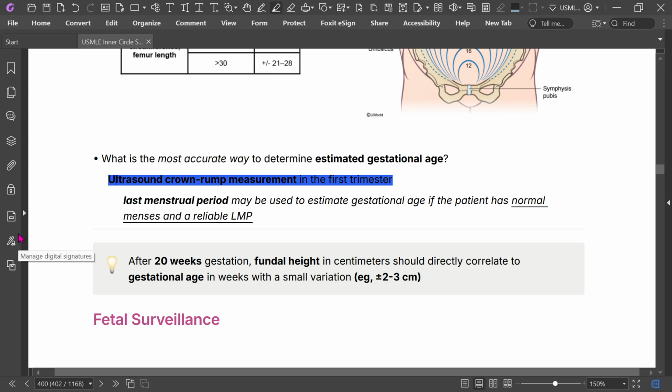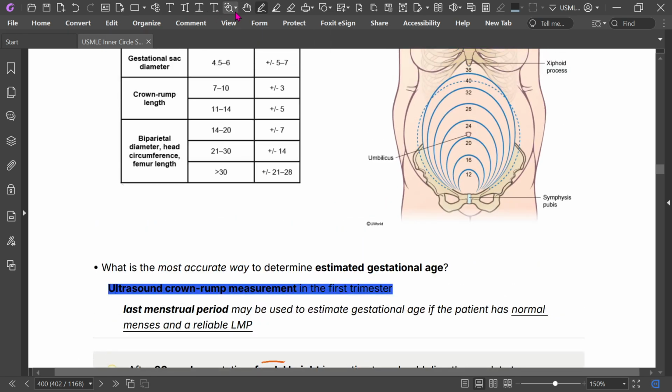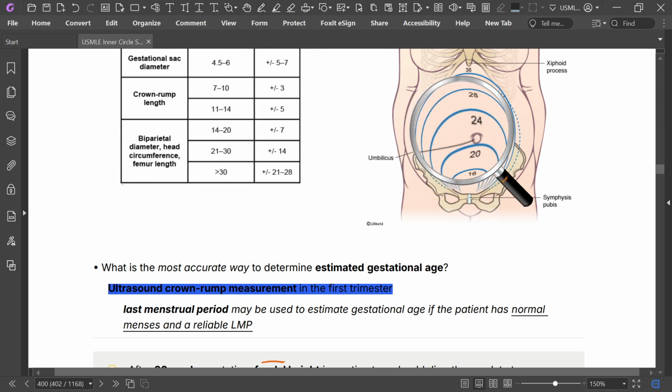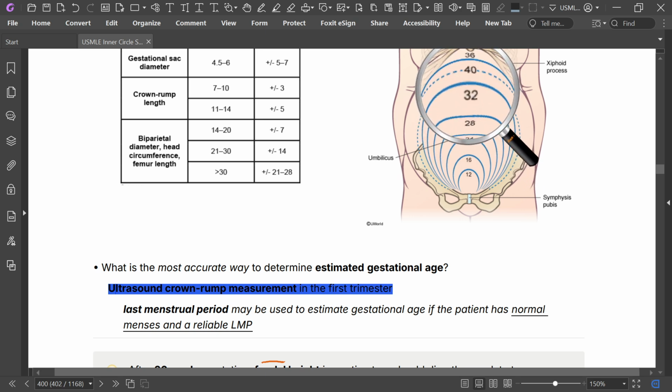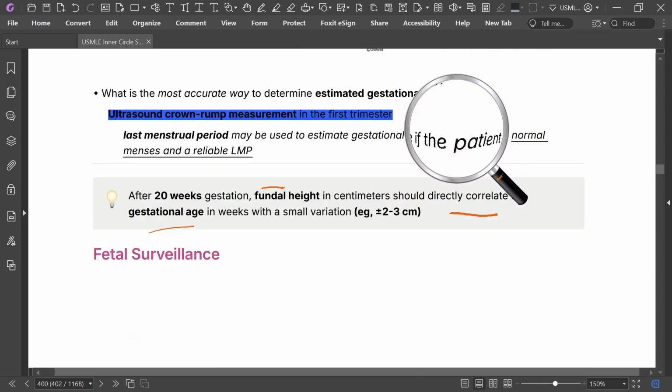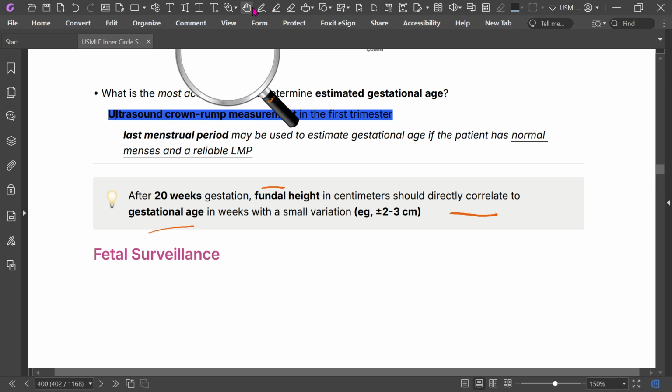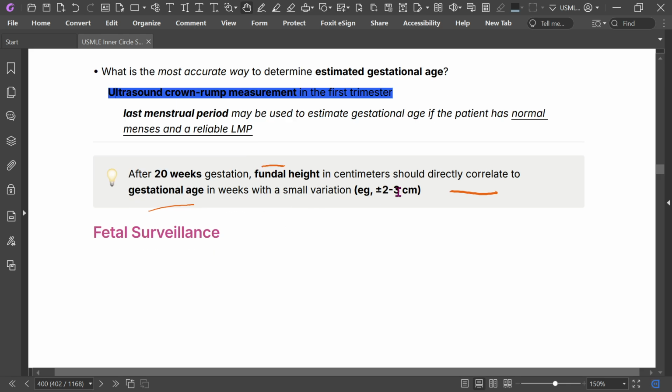After 20 weeks of gestation, fundal height in centimeters should directly correlate to the gestational age. So according to fundal height, if it is 24 centimeters, it is 24 weeks. Up to 32 weeks, it correlates with the gestational age in weeks with a small variation of 2 to 3 centimeters.